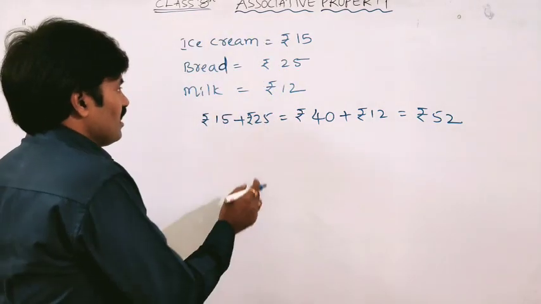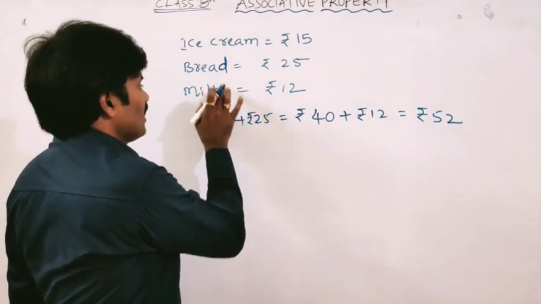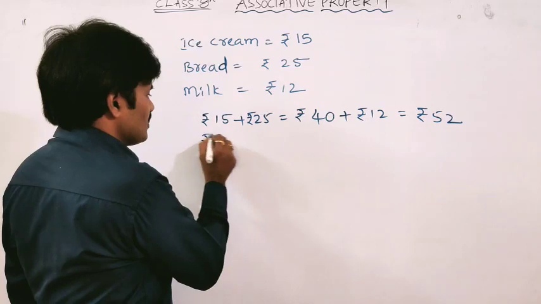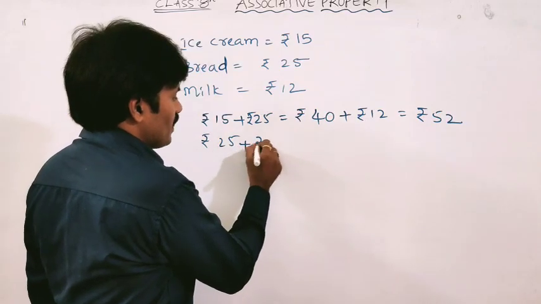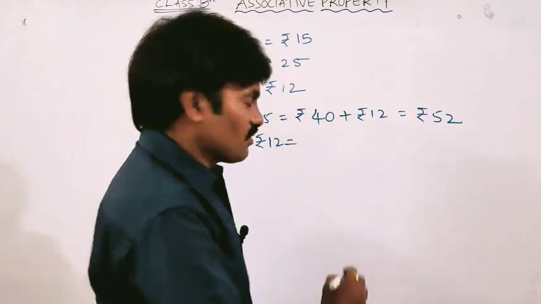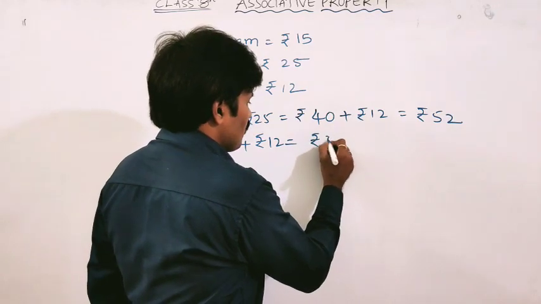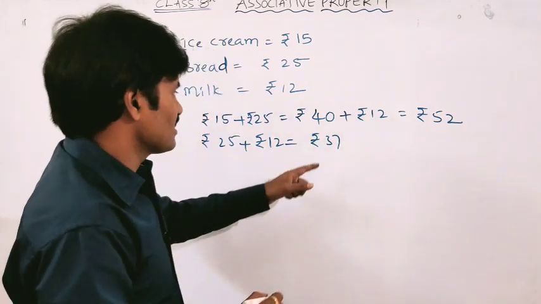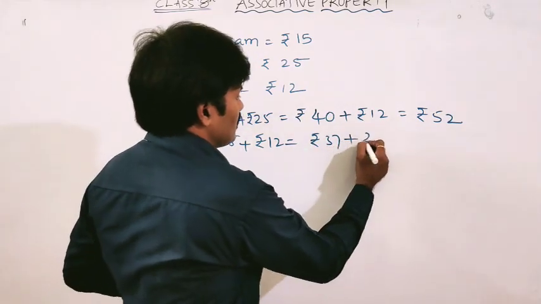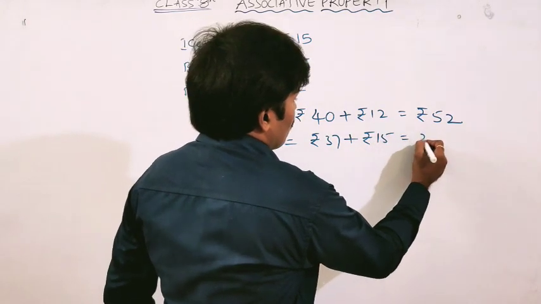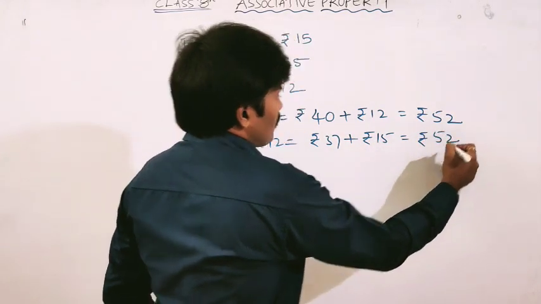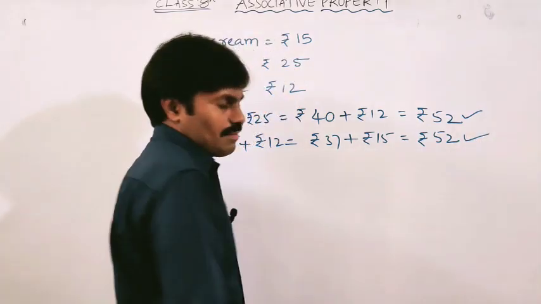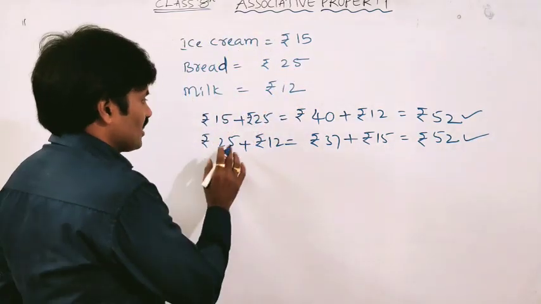In another way, I have added the prices of bread and milk at a time, then it gives us 25 rupees plus 12 rupees, that is equal to 37 rupees. Then I added this result to the price of ice cream, that is 15 rupees. The total gives us 52 rupees. See, in both the cases we got the same answer. So what can I conclude?